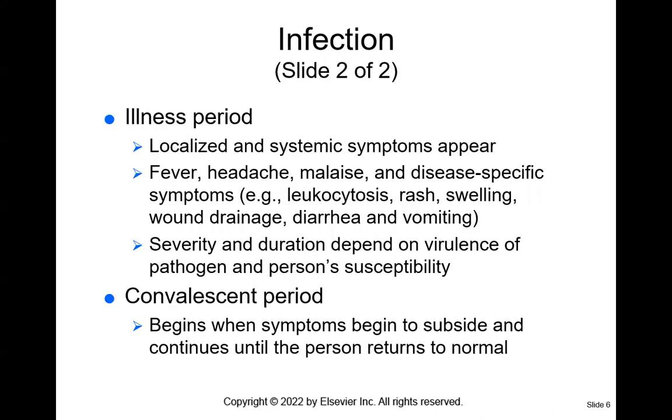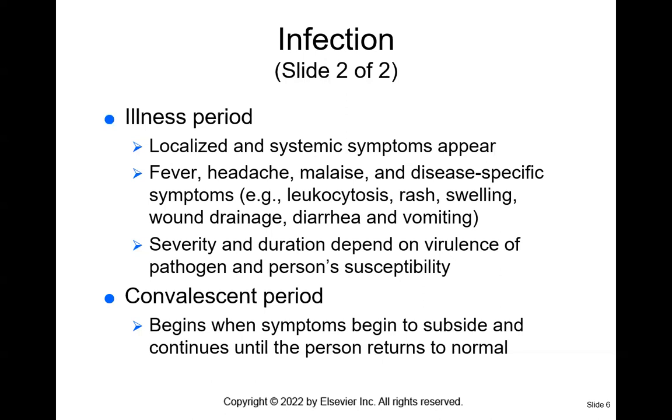Okay, now the illness period, this is when localized and systemic symptoms appear. And when we say systemic, we think about the body's 11 systems. So they may have respiratory systems, gastrointestinal systems. And when I say respiratory, coughing, wheezing, shortness of breath, gastrointestinal symptoms, they may have nausea, vomiting, diarrhea. Okay, so in the illness period, the patient can have fever, headache, malaise. Malaise is a feeling of being unwell. They just don't feel good.